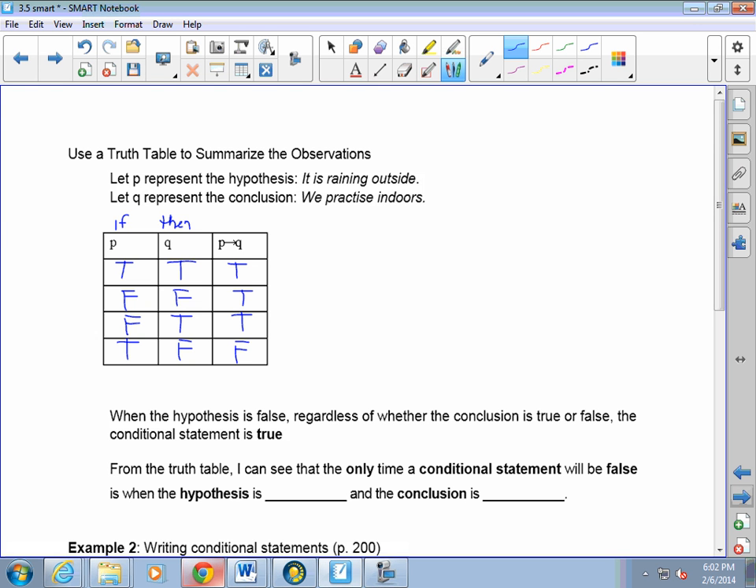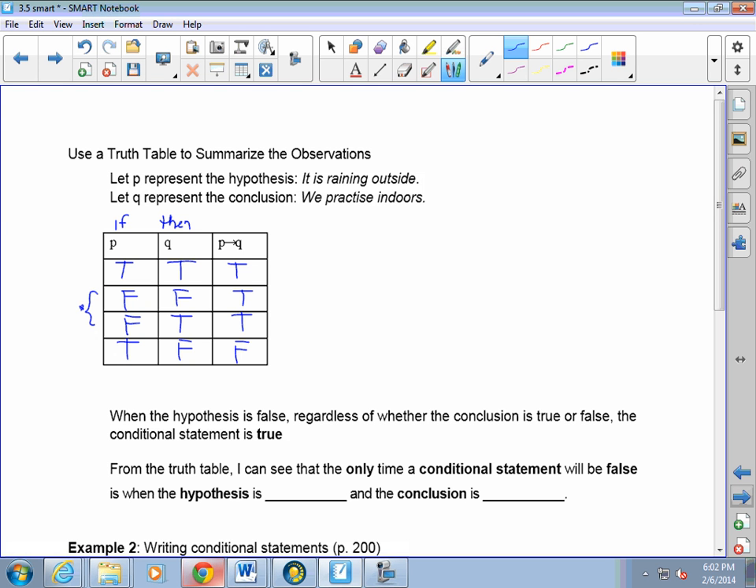So these two here are kind of a special case, because you've got false statements being said in there, yet we're still getting a true result. So when the hypothesis is false, regardless of whether the conclusion is true or false, the conditional statement is true. So you can make an incorrect hypothesis, and your conclusion could be true or false, and your conditional statement will still be true.